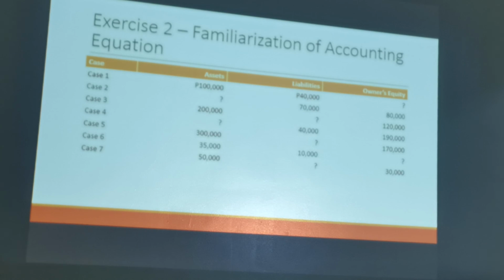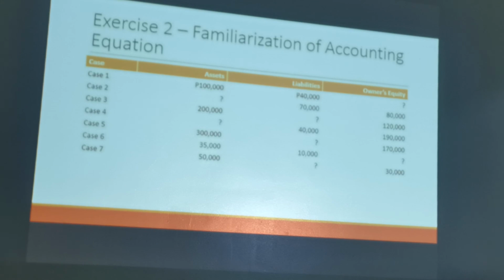Exercise 2. Okay, familiarization of the accounting equation. So here, you are asked for the missing item, no? So alam naman natin yung ating accounting equation. Assets equal to liabilities plus owner's equity. Okay, so I'll give you time. Kaya? Okay, let's try number 1.